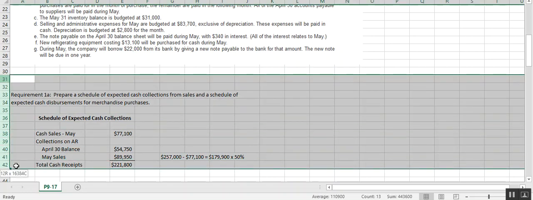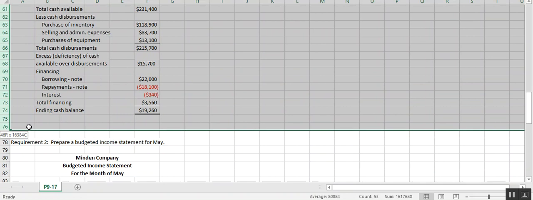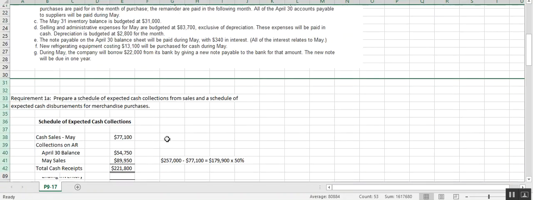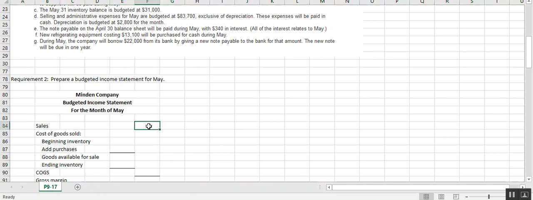Might make it a little easier than the constant scrolling. All right, it's a little closer. So our sales were $257,000, and that was given. And then we're going to calculate our cost of goods sold. So we've got a beginning inventory, purchases, which will give us the goods available for sale, and then we're going to subtract out our ending inventory.